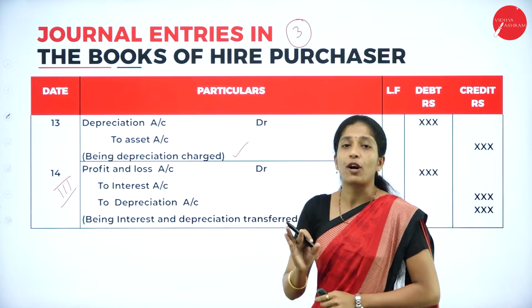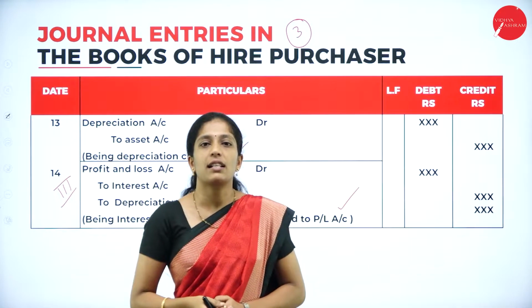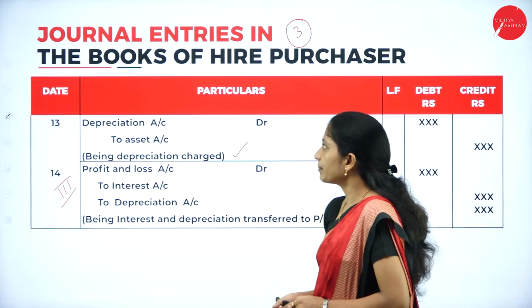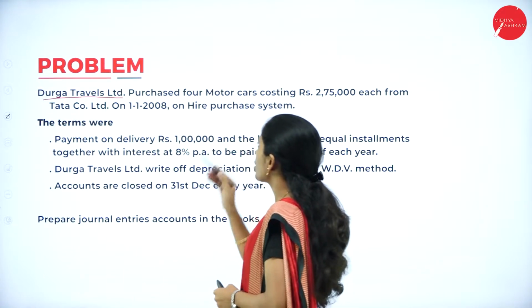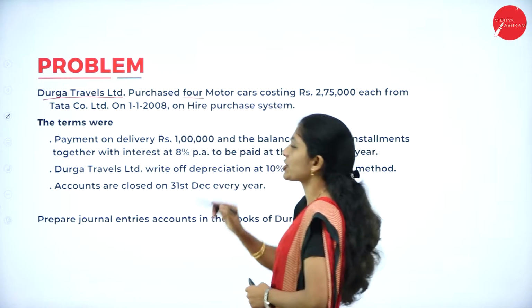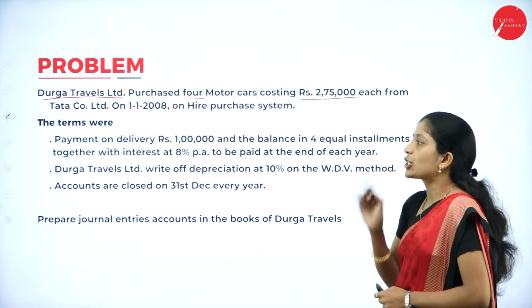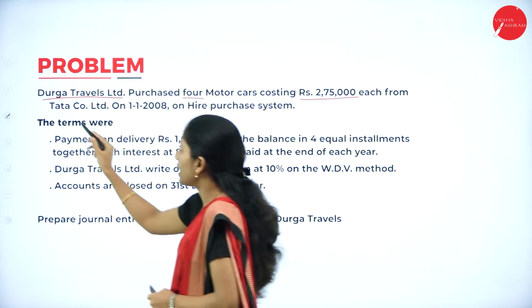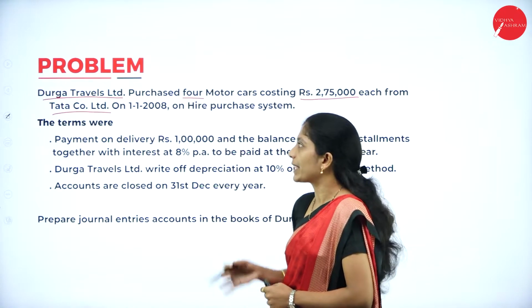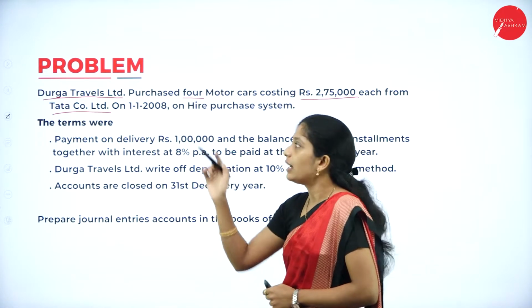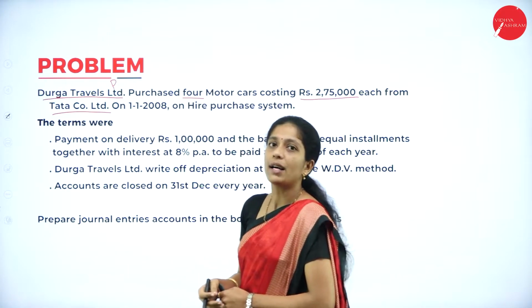Now, we shall go through a problem so that you can clearly understand how we are going to prepare journal entries in the books of hire purchaser. Now, go through the problem here. Durga Travels Limited purchased 4 motor cars. So, how much have they purchased? 4 motor cars costing rupees 2,75,000 each from Tata Company Limited. So here there are 2 parties, Durga Travels Limited and Tata Company Limited. Now who purchased the car? Durga Travels Limited. So here Durga Travels Limited is the hire purchaser.